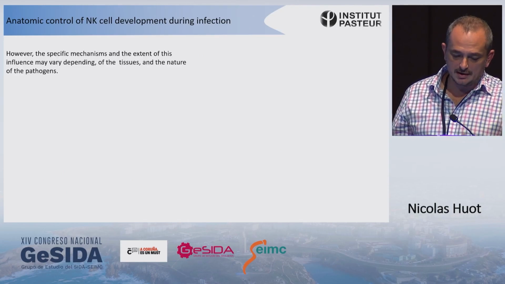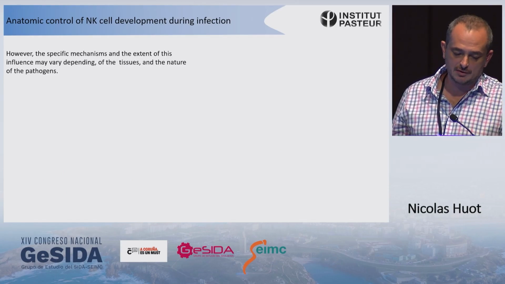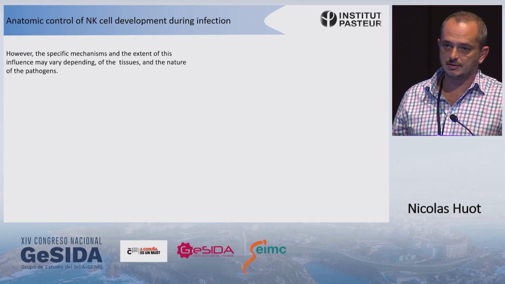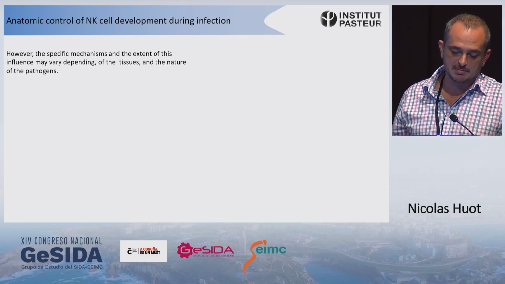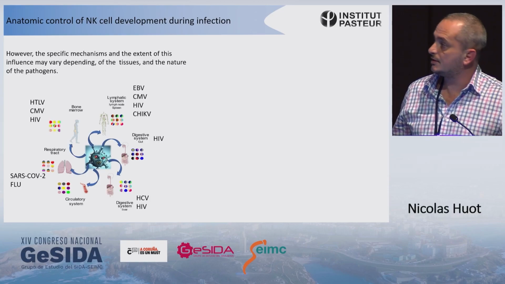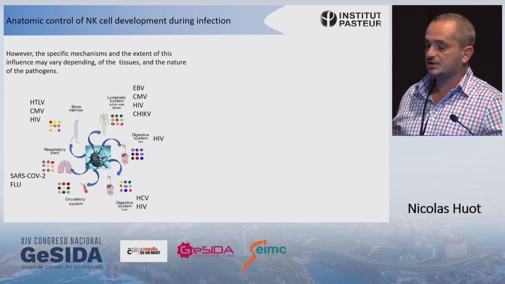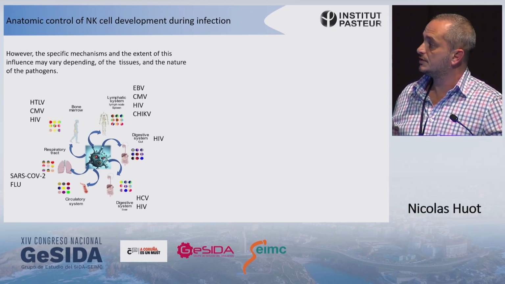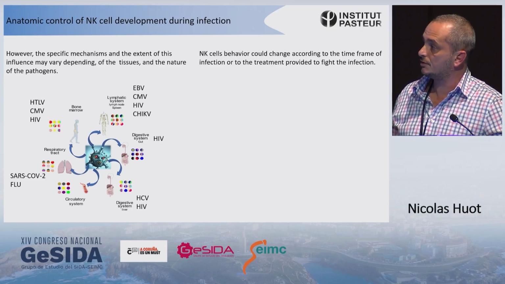Currently, it's not well known which specific mechanisms influence NK cell differentiation and NK cell heterogeneity. It may vary depending on the tissue and the nature of the pathogen. Indeed, it's not the same picture if you consider HCV infection, which targets exclusively the liver, or SARS-CoV-2 or flu infection, which targets the lung.